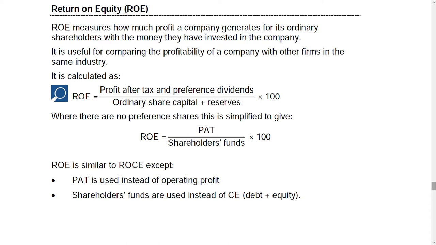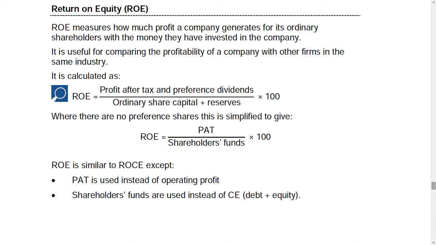Divided by ordinary share capital. Now do you see it is for whom? It is for ordinary shareholders. So ordinary share capital plus reserves. Why? Because reserves could be capital reserves also, right? The share premium and all. Ordinary shareholders will get it. Multiply by 100. I have told you all profitability ratios are multiplied by 100.